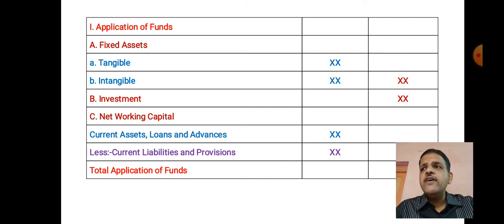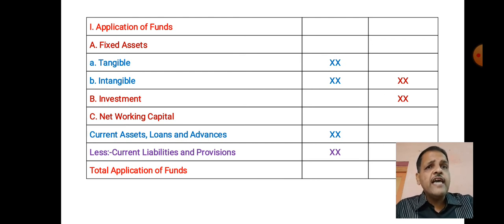When we say the term fixed assets, what is there? Fixed asset includes tangible assets and intangible assets. When we say the term fixed asset, it is the asset which is used for more than one accounting year, more than one normal operating cycle period, or which is used for a long-term period. It may include land, building, plant and machinery, vehicles, furniture, etc.